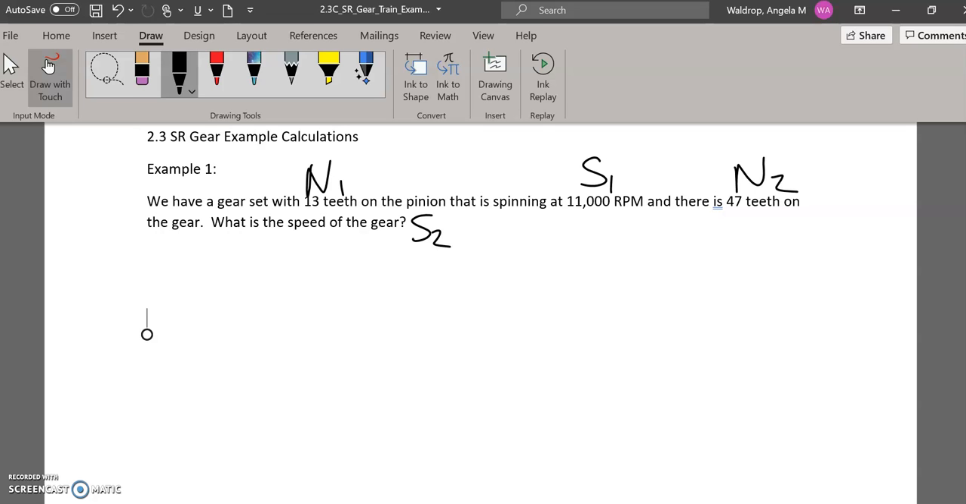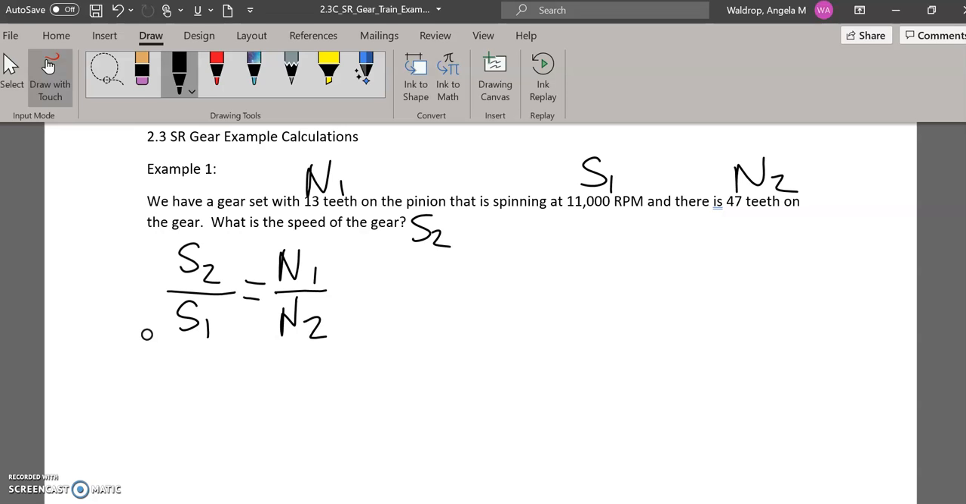I always like to put what I'm looking for in the numerator. So I'm going to have S2, and I'm going to put this over S1. We're basically setting up a set of ratios to help us figure out how the values work out. Now, S2 over S1, speed and number of teeth have an inverse relationship. So that means with my S1 in the denominator on one side, I'm going to put it in the numerator on the other side. So my N1 is in the numerator, and then I'll put N2 over here.